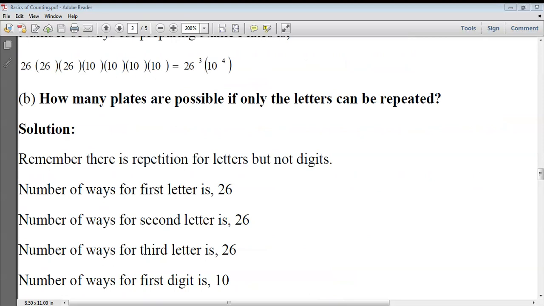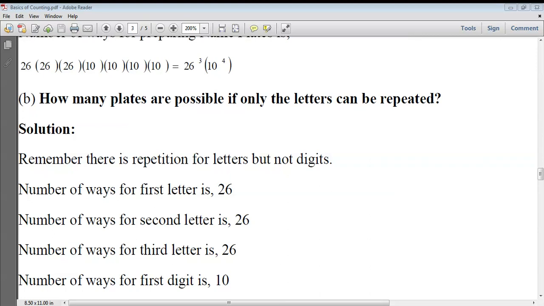In the same question, now they are asking, you can repeat letters but not digits. If the letters are repeated and digits are not repeated, then how many possible ways are there? Letters are repeating, first three places are letters, so first place 26, second place 26, third place 26, and digits are not repeating. For the fourth place it is a digit, 10 chances.